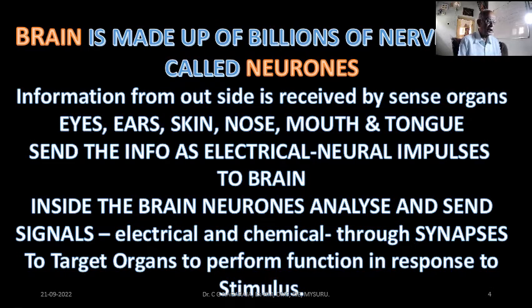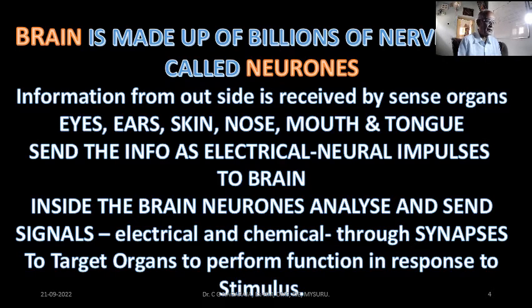Let's say the human brain is made up of billions of small cells called nerve cells. They are known as neurons. Information from outside is received by sense organs like eyes, ears, skin, nose, mouth and tongue. These receptor organs send the information as electrical impulses or neural impulses to the brain, and inside the brain neurons analyze and send signals as electrical or chemical signals through synapses, a place where two different neurons meet.